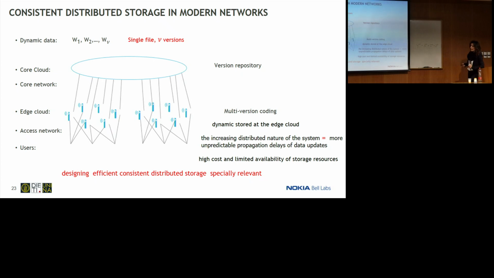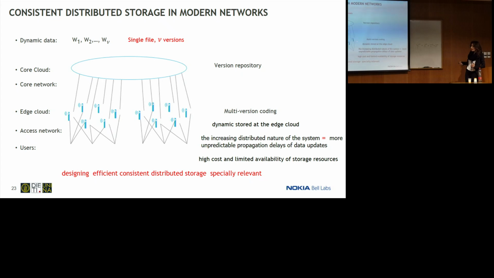So now, the fact that the dynamic data are going to be stored more and more in the edge cloud in next generation services implicitly increases the geographical distribution of our distributed storage systems. In addition, there could be a wireless interface at the edge cloud. All this will increase the unpredictable nature of the propagation delay of the data updates. Consequently, designing an efficient, consistent distributed storage is extremely relevant even in the future.